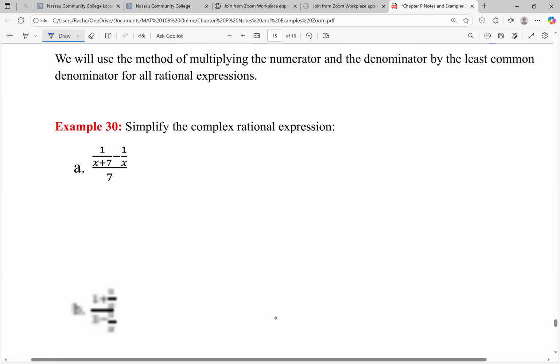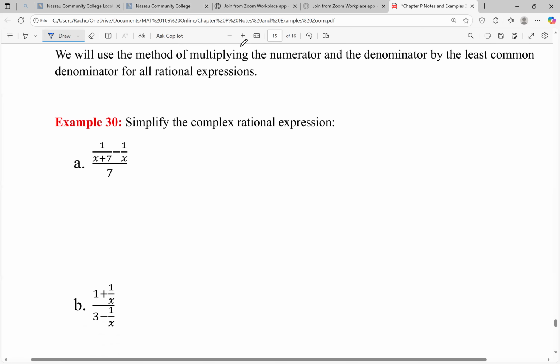So let's look at example 30. For number 30, we want to simplify the complex fraction. In A, we have 1 over x plus 7 minus 1 over x, all over 7. When I look at this, I see a big fraction, right? It's almost like if I extend this fraction symbol, we see the big fraction. The numerator contains 2 fractions, and I also have a fraction in the denominator. Technically, I could write that as 7 over 1.